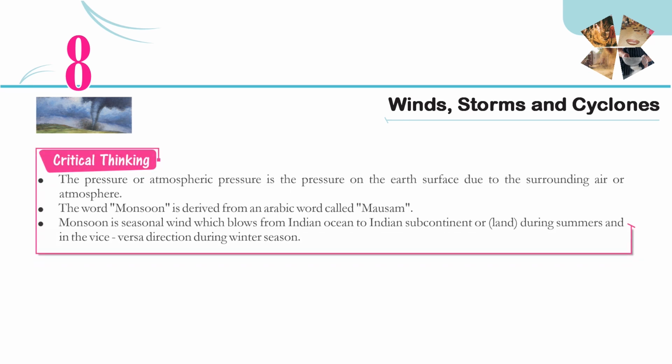Critical thinking. The atmospheric pressure is the pressure on the Earth's surface due to the surrounding air or atmosphere. The word monsoon is derived from an Arabic word called mawsam. Monsoon is seasonal wind which blows from the Indian Ocean to the Indian subcontinent or land during summers and in the vice versa direction during winter season.